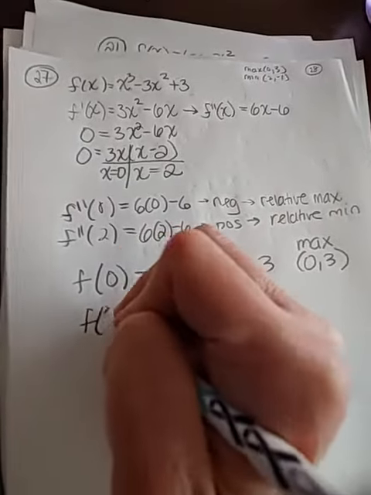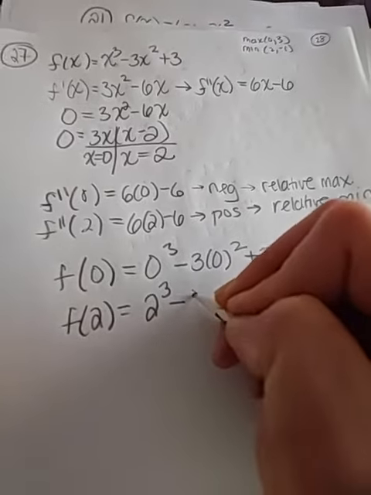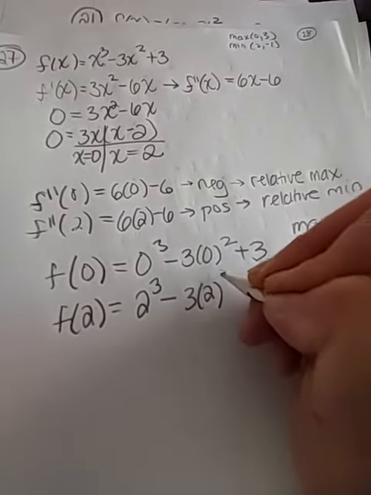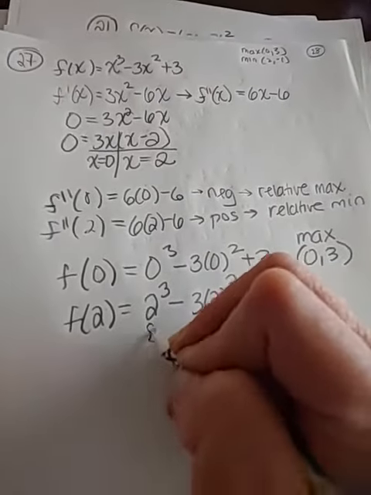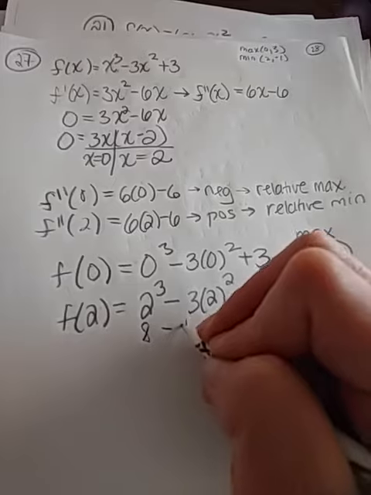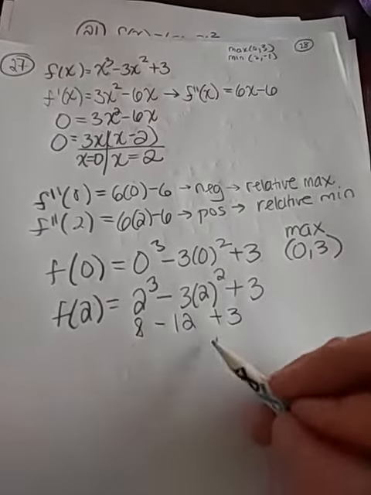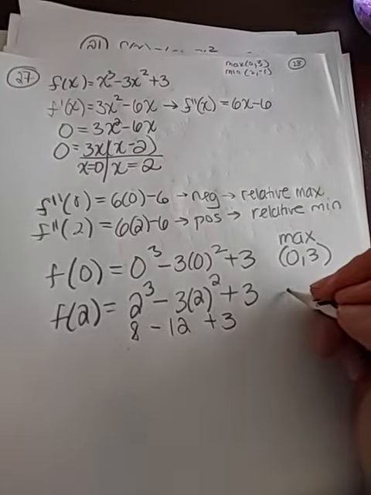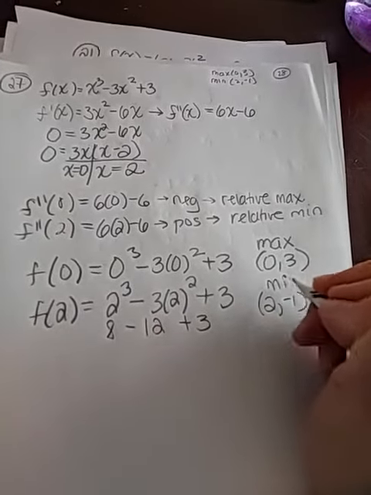And I'm going to plug in 2, and I get 2 to the third minus 3 times 2 squared plus 3. So this is 8 minus 3 times 4, 12 plus 3. And then negative 4 plus 3 is negative 1. So (2, -1) is my relative minimum.